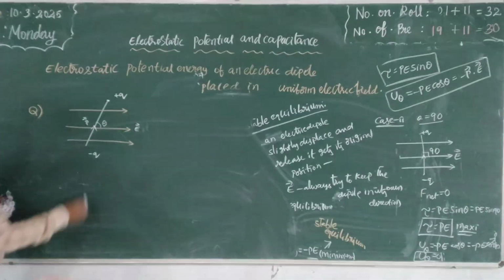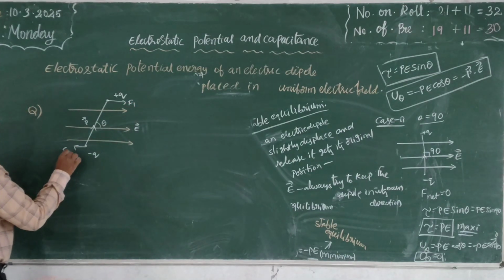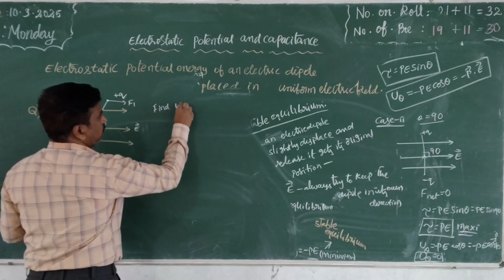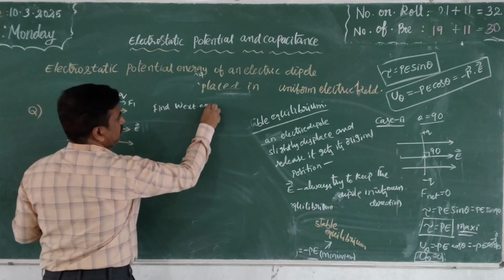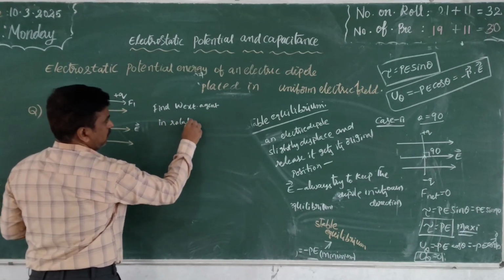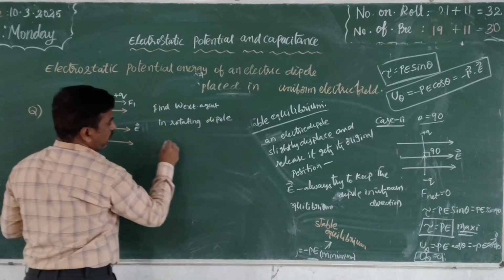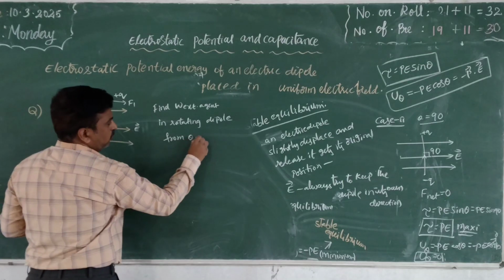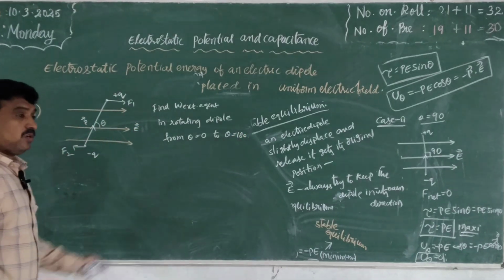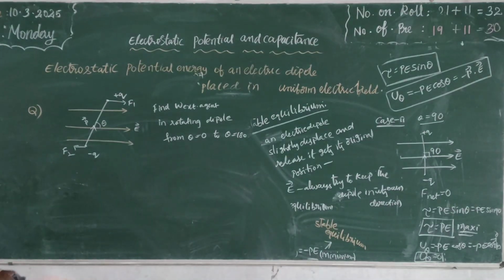Here theta. In this case, force F1 is acting here and force F2 is acting here. What can we do now? Find the work done by an external agent in rotating the electric dipole from theta equal to 0 to theta equal to 180 degrees. That means the electric dipole is rotating from theta equal to 0 to 180 degrees. In that case, what is the work done by the external agent? That is what we want to find out.